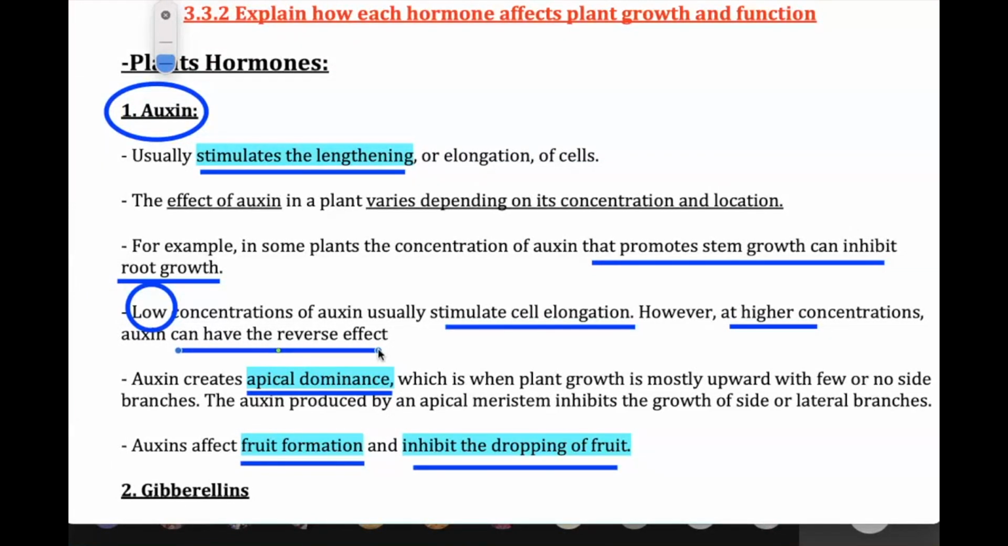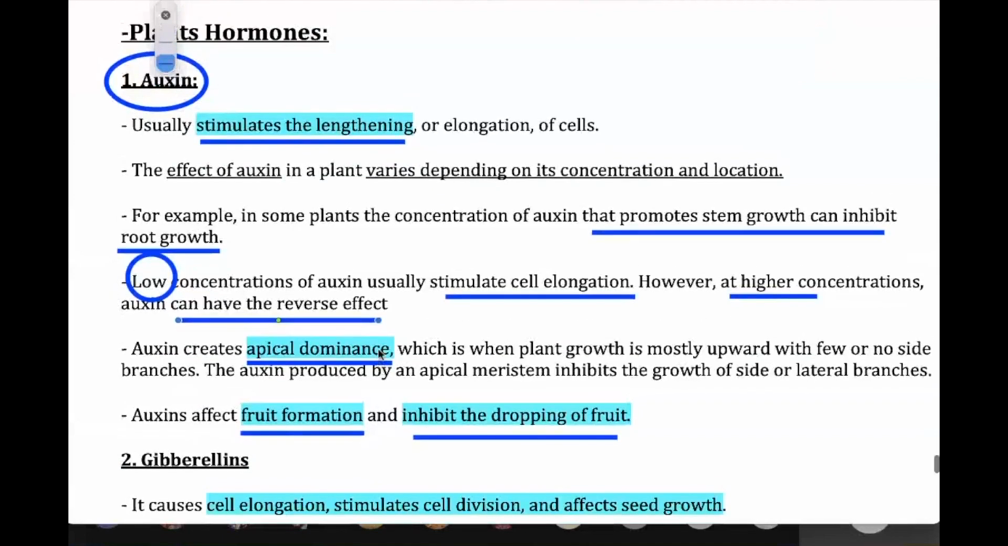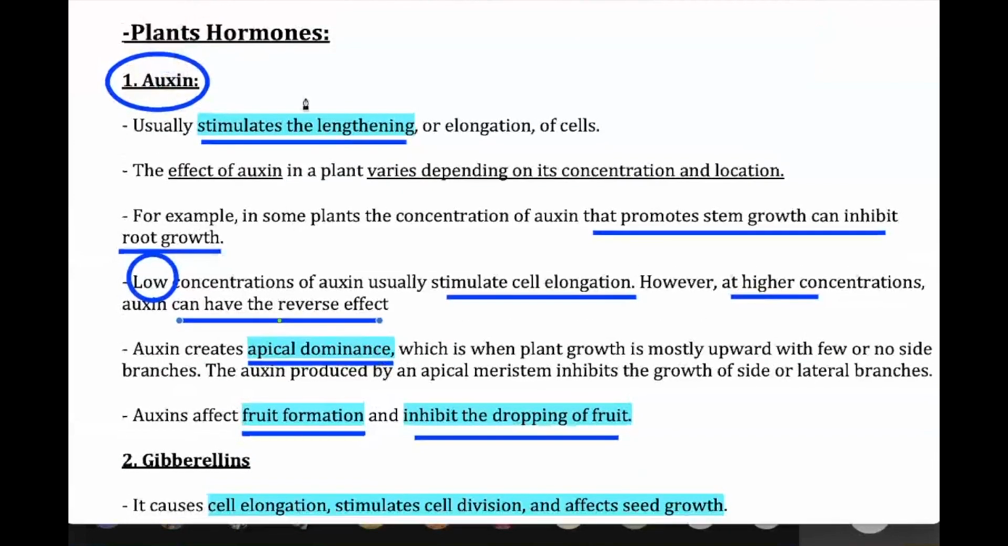It means that auxin works in low concentration to stimulate cell elongation, and it causes apical dominance. But if it is in very high concentration, it will make the plant short. It will not let them grow.